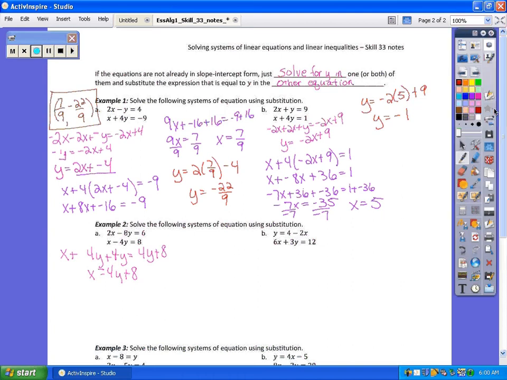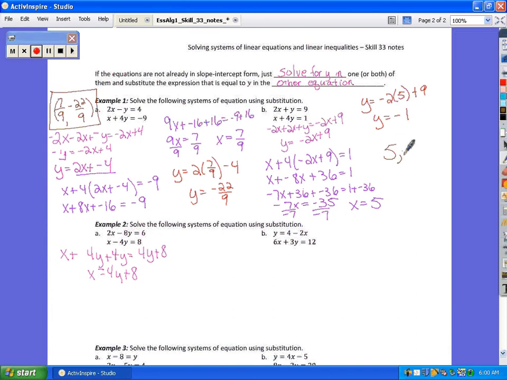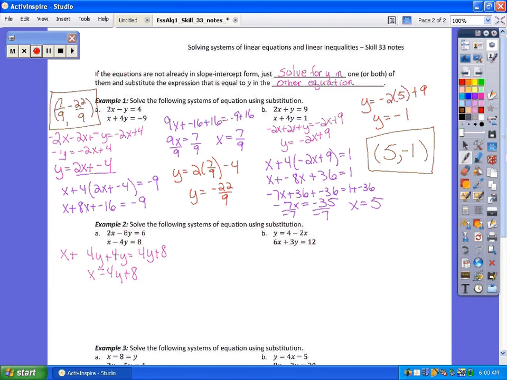I need to put my answer in ordered pair form, x, y. And I should check to make sure it works in both equations. And we will actually stop and do the check in one of the other problems.